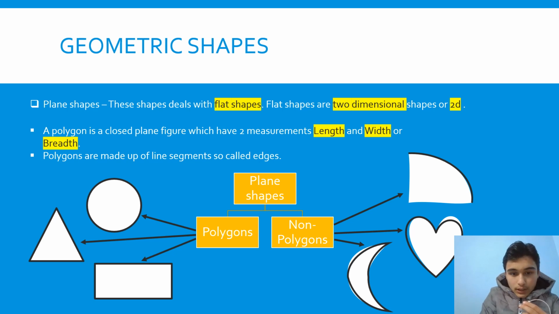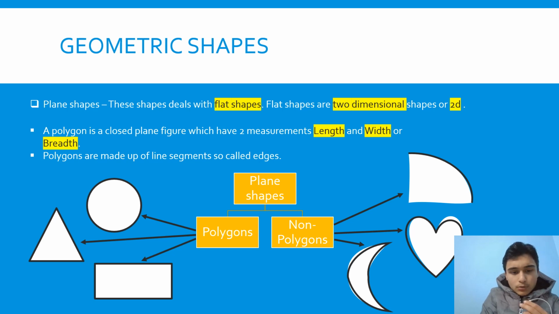So there are two types of plane shapes, polygons and non-polygons. So I have written circle, rectangle, triangle. A triangle is a polygon because polygons are made up of line segments. A circle is not made of line segments, but it has length and width. How? Width is the diameter and length is the circumference. Okay, simple. Now polygons are made up of line segments. So this is a line segment, this is a line segment, this is a line segment.